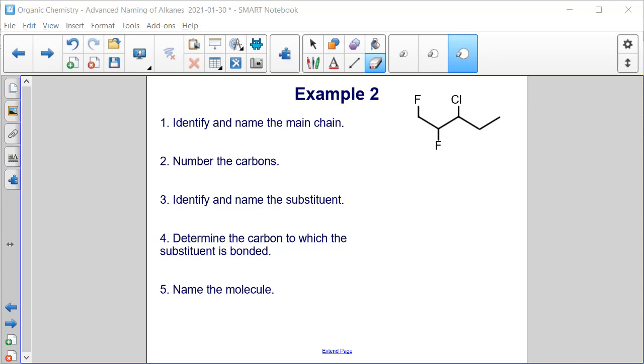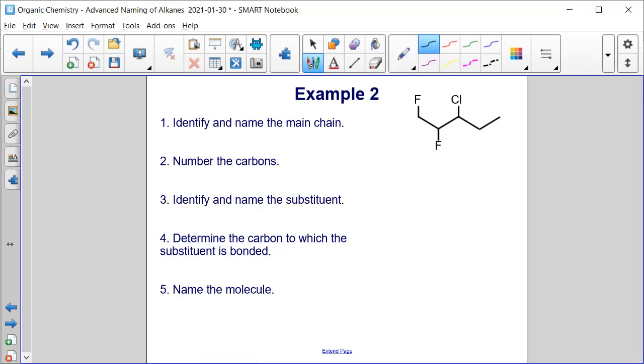All right, here's example 2. We have to identify and name the main chain. Again, we don't have any carbons coming off of this main chain, so it's pretty straightforward to identify right here. There's a carbon here. 1, 2, 3, 4, 5. So there's a carbon here on this end and a carbon on the other end, right? So we have 1, 2, 3, 4, 5 carbons, which is pentane.